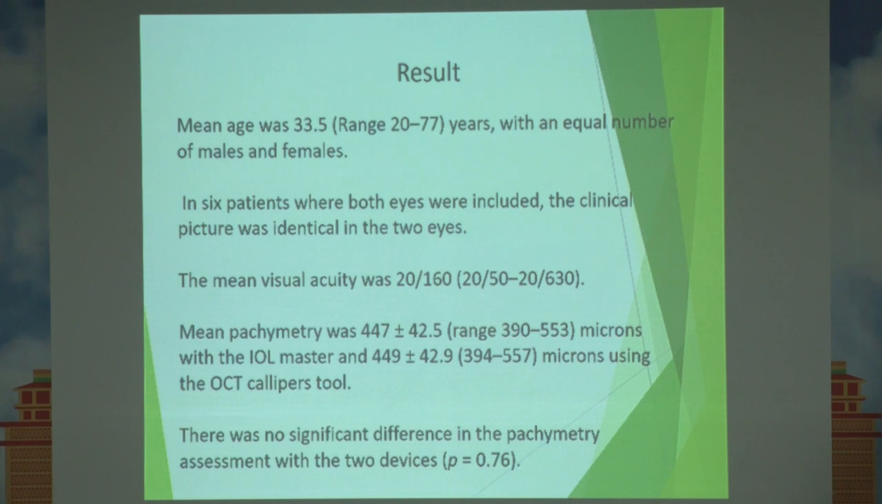The mean age was 33.5 years, with an equal number of males and females. In 6 patients where both eyes were included, the clinical picture was identical in the 2 eyes. The mean visual acuity was 2160. Mean pachymetry was 447 plus minus 42.5 microns with the IL master and 449 plus minus 42.9 microns using the OCT calipers tool. There was no significant difference in the pachymetry assessment with the 2 devices.